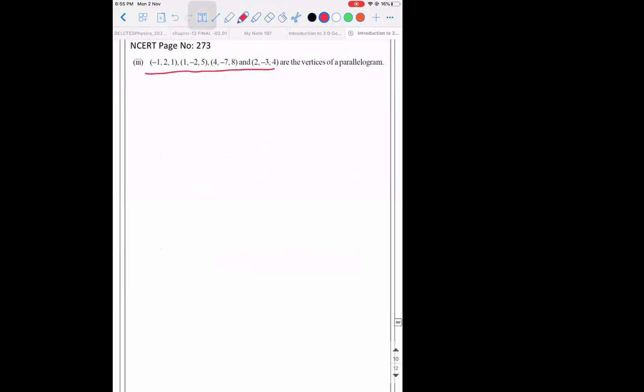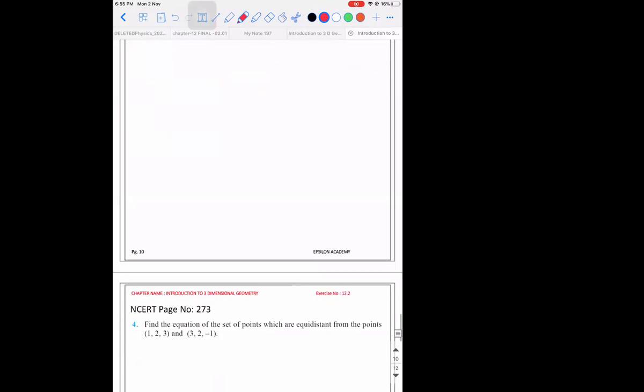Vertices of a parallelogram, what are we supposed to do? A, B, C, D. Find AB, find CD. Then what are we supposed to do? Find BC, find AD. If all the four are equal, like AB is equal to CD and AD is equal to BC, then we can say that it is the vertices of a parallelogram.